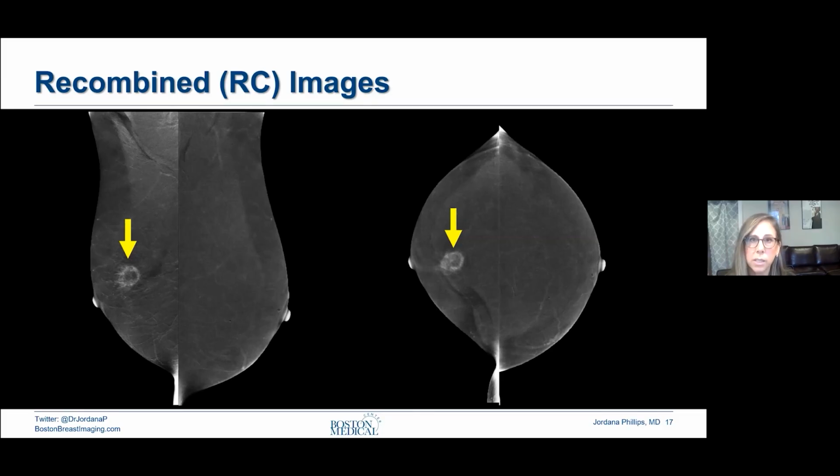So not only does it help us better classify what we're seeing, better understand it or characterize it, I should say, it also helps us exclude cancer in other portions of the breast. This is really great. This was a triple negative breast cancer.